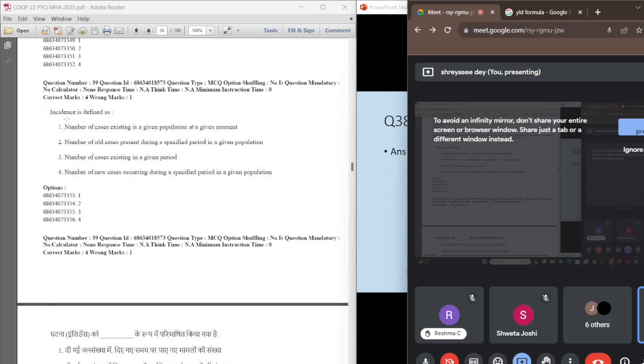The next question is: incidence is defined as, there are two things about having the cases of a disease. One thing is how many cases are already existing in the population, and another thing is how many new cases are diagnosed in the population. So here it is asking about the incidence, and incidence is number of new cases occurring during a specified period in a given population.